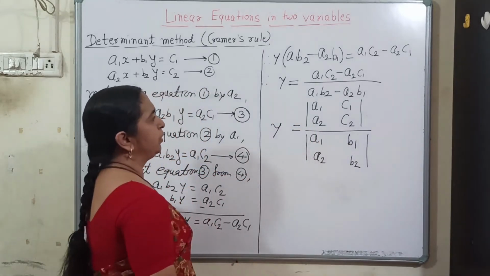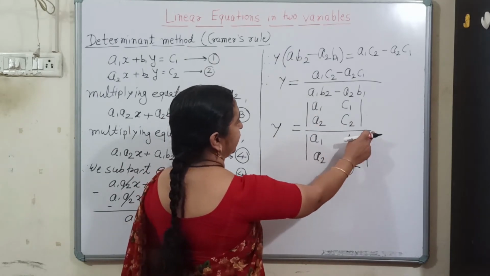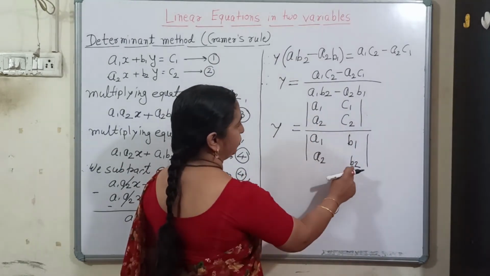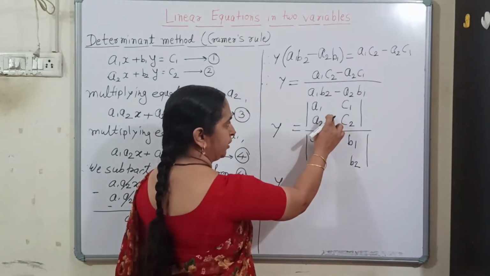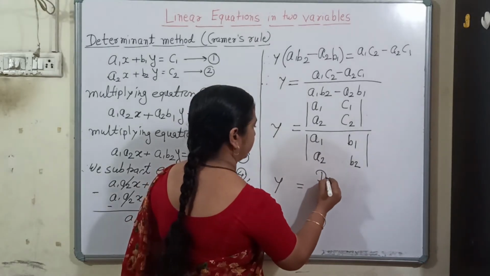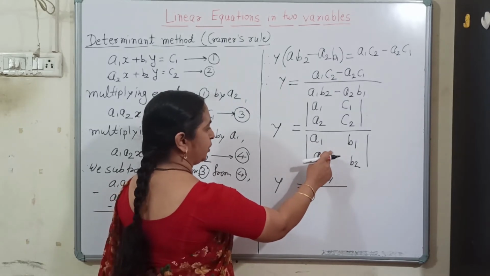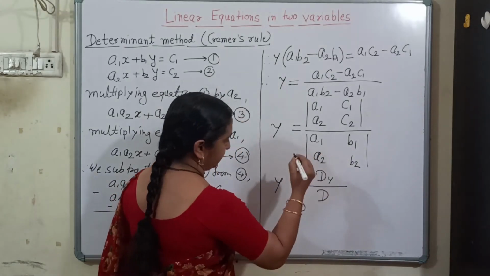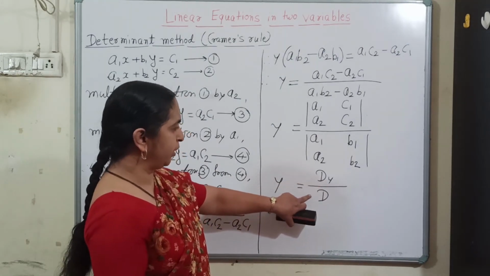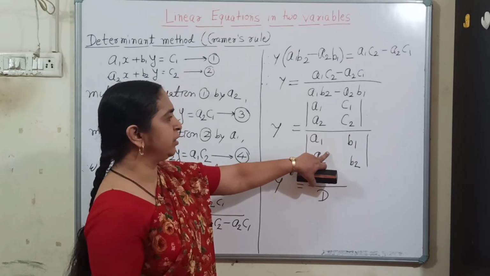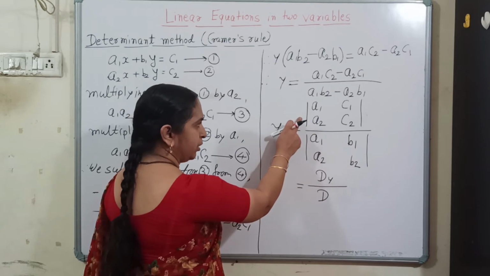y is equal to this determinant a1 c1 a2 c2 divided by a1 b1 a2 b2. We call this first determinant in the numerator dy and we call this determinant in the denominator d. Therefore the formula is y is equal to dy upon d, where the value of d is this determinant in the denominator and the value of dy is the determinant in the numerator.